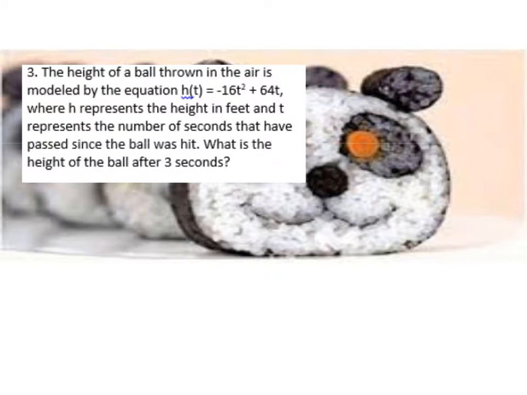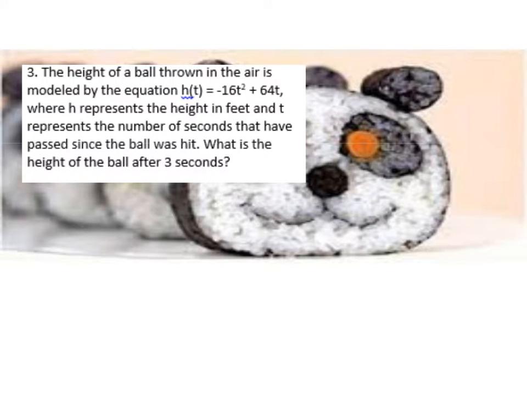Alright, so on. The height of a ball thrown in the air is modeled by the equation h of t is equal to negative 16t squared plus 64t, where h represents the height in feet and t represents the number of seconds passed since the ball was hit. What is the height of the ball after 3 seconds?